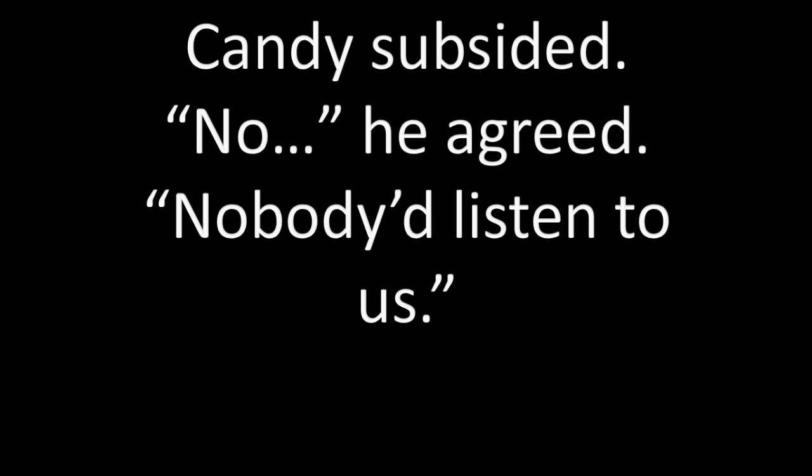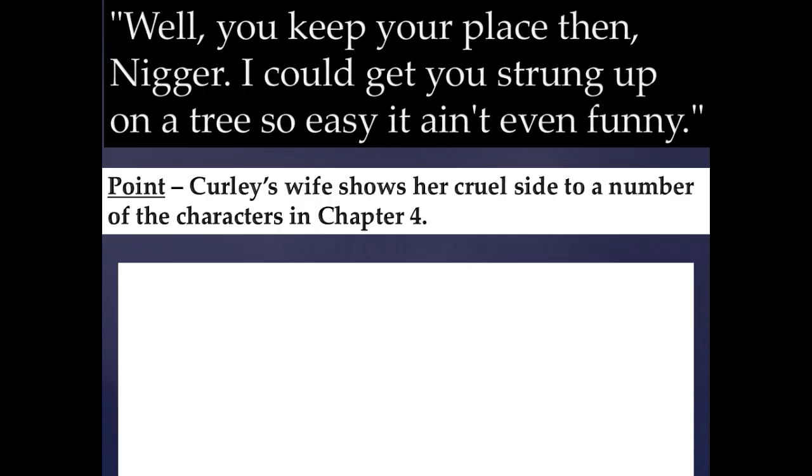Remember, our title was "How is she presented?", so you want to keep mentioning that. This is just after Curly's wife has sort of beaten Candy in an argument in chapter 4. Maybe the point you can make here is that Curly's wife has power over the, in quotes, weaker characters. "Place then, nigger, I could get you strung up on a tree so easy it ain't even funny." So I've got my point, I've got my evidence, I've just got to write my explanation.